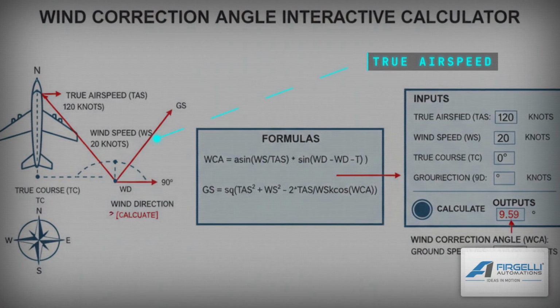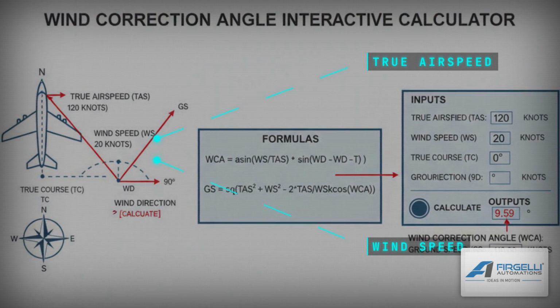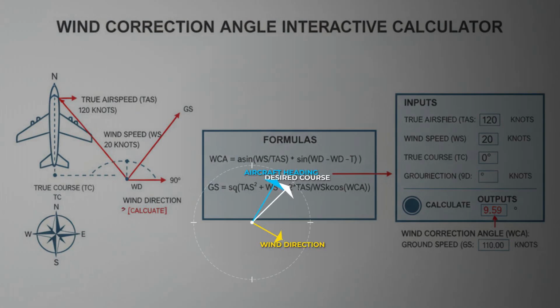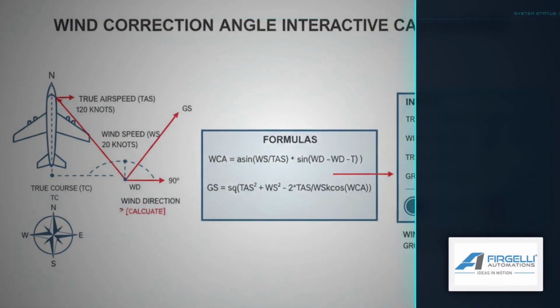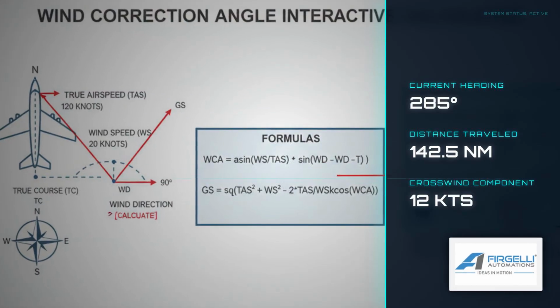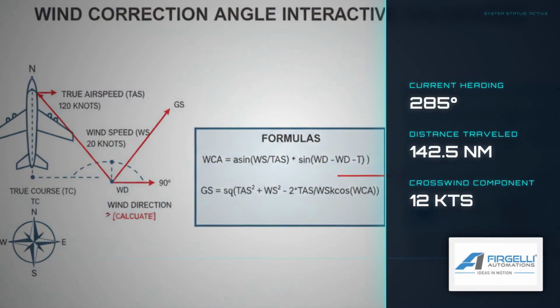Next, we enter True Airspeed, TAS, which is your aircraft's speed through the air. Then Wind Speed, the velocity of the wind affecting your flight. Wind Angle represents the angle between your desired track and the wind direction. The desired course is your intended flight path in degrees. Additional fields include Wind Correction Angle for other calculation modes, current heading, distance traveled, and crosswind component.